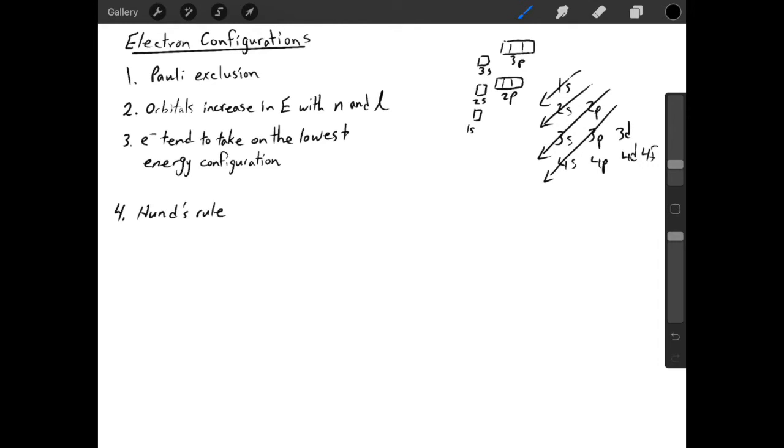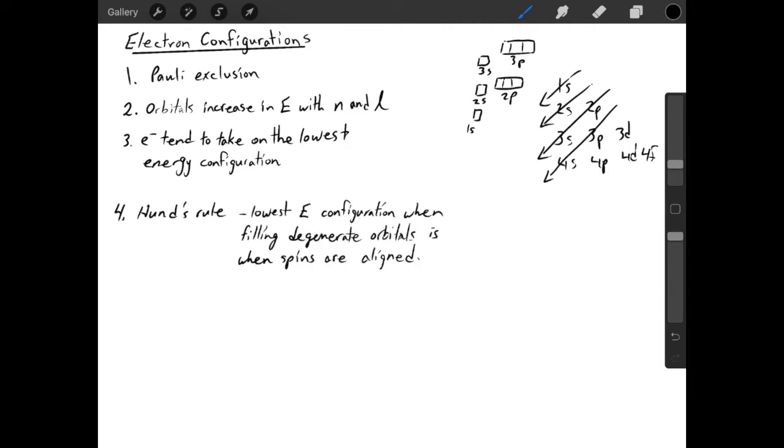And Hund's rule says that when you fill degenerate orbitals, the lowest energy configuration comes when all the spins are aligned. And really what this means is within any subshell, you're going to put all of the spins in the same direction. And it's easiest to see what this means in an example. So consider putting electrons into a p subshell. So within a p subshell, you have 3 different p orbitals, px, py, and pz, and all 3 of them are degenerate. They all have the same energy.